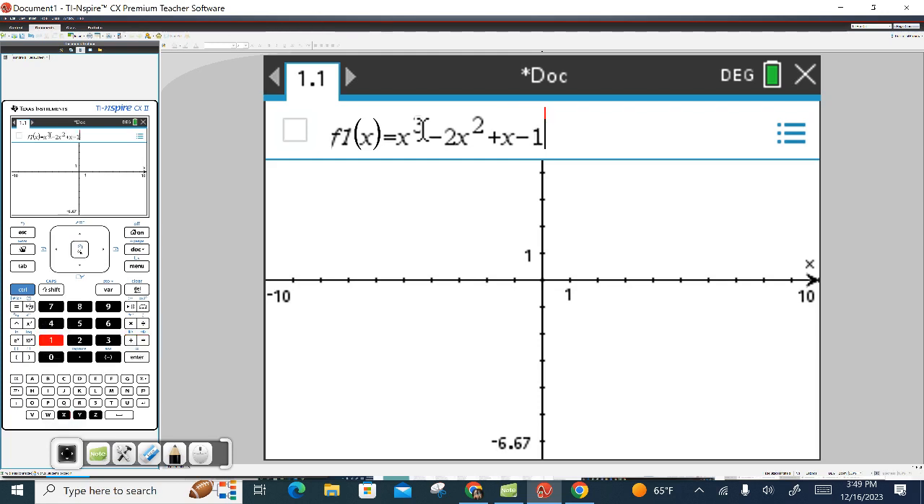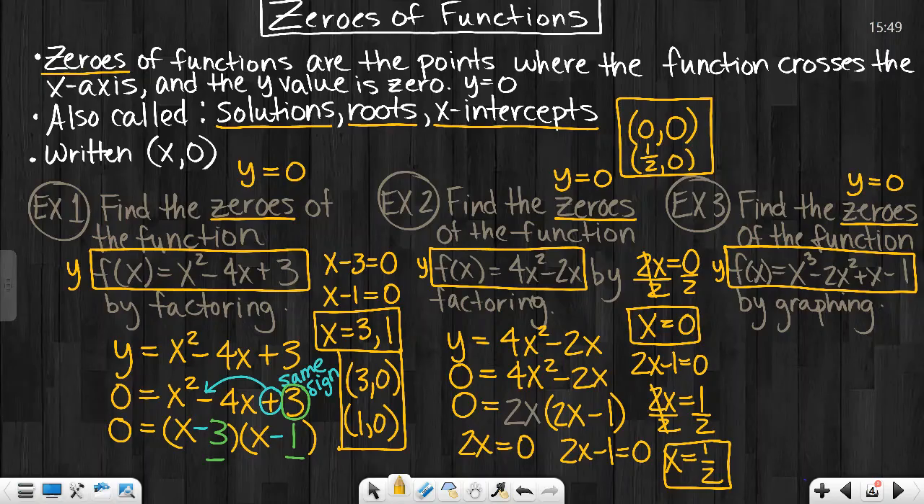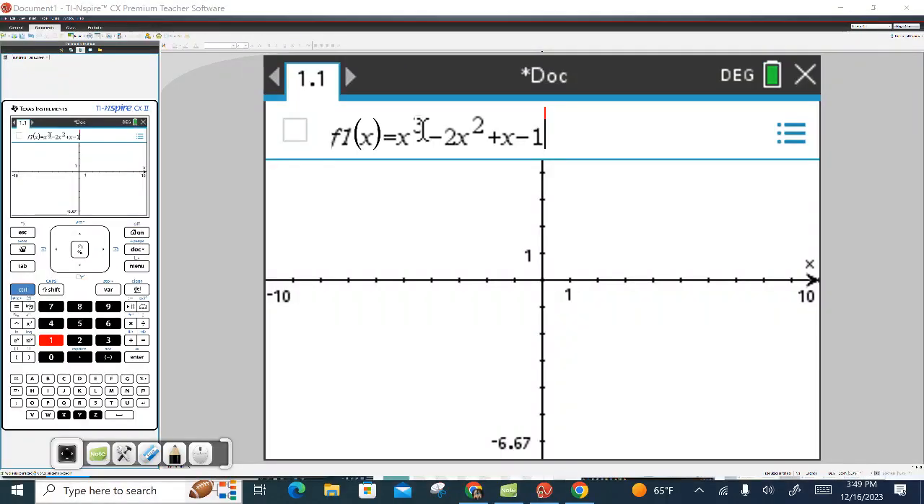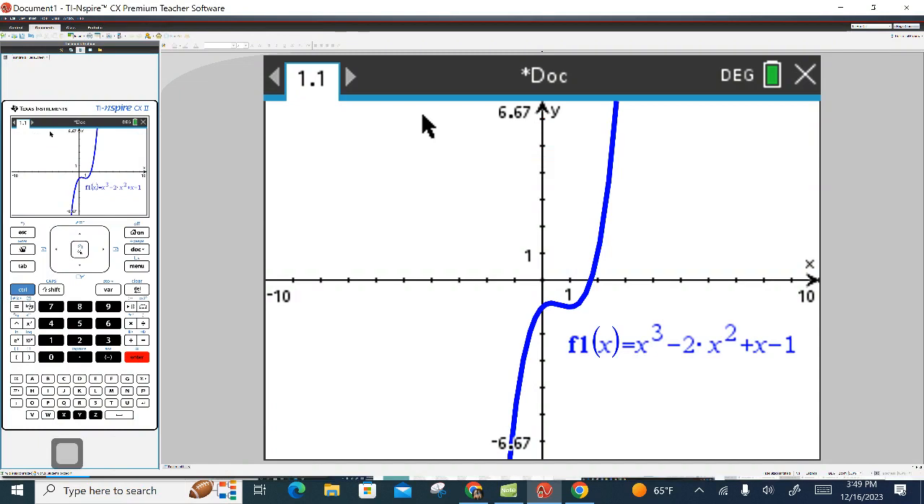Now let me go back and check and make sure that's what I have. X cubed minus 2x squared plus x minus 1. Okay, so we're good. I'm going to graph this, so I'm going to hit enter. And I'm wanting to know, where does this graph cross the x-axis? Well, if I look at this, what does it appear to you? It appears that the graph itself only has one x-intercept.